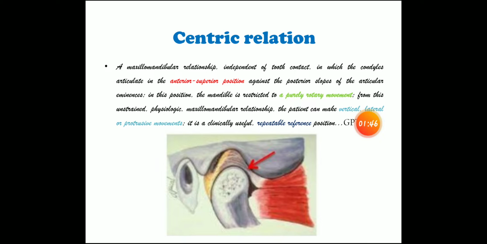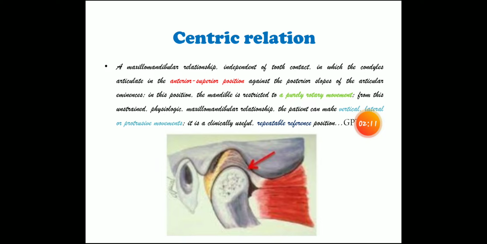See, the definition itself says many things about centric relation. Have a look at the definition. It's a maxillomandibular relationship. That means it's a relationship that is independent of tooth contact. Since we are not considering the tooth, here it is a bone to bone relation. Relation in the sense it's bone to bone. Occlusion in the sense it's a tooth to tooth relation.